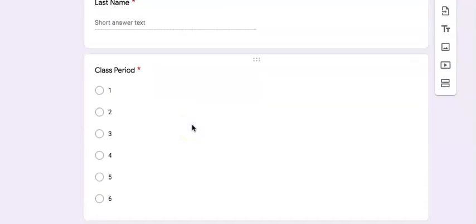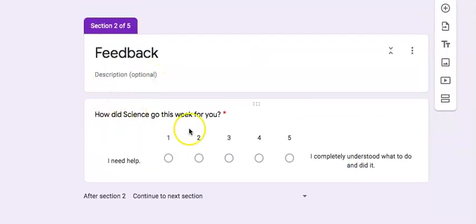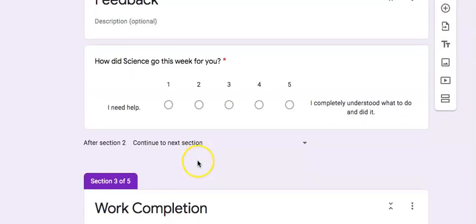You still have your first name, last name, and your class period. But then it's going to ask you for your feedback, so this is definitely shorter. We simplified it. 1 means I need help. 5 means I completely understand what to do and I did it. If you are scoring yourself a 1 or a 2, I do expect you to either attend a Tuesday Google Meet or I expect you to be emailing for help. So make sure you're doing one of those things.